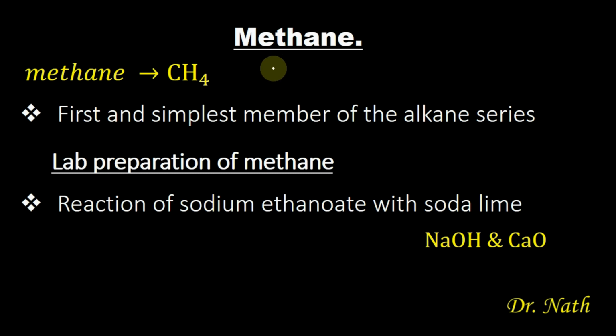Okay, welcome to DT tutorial. In this video, we'll be looking at methane. The chemical formula of methane is CH4. Chemically, it contains 4 atoms of hydrogen and 1 atom of carbon.